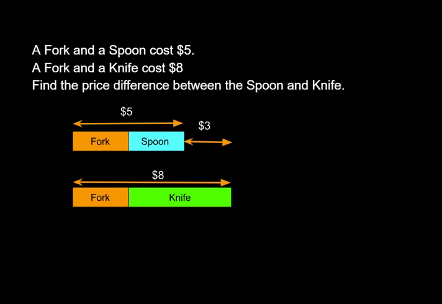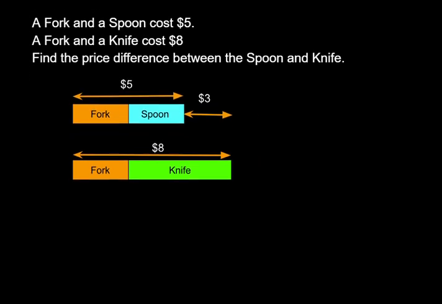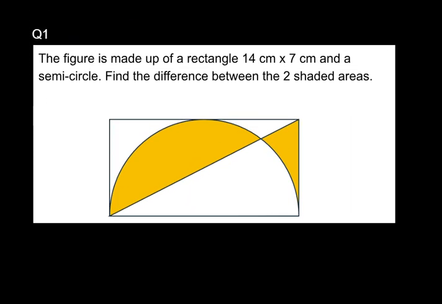So now we understand this concept. Let's solve the first example. The figure is made up of a rectangle 14 cm by 7 cm and a semicircle. Find the difference between the two shaded areas. So you want to find the difference between the two shaded areas. Using the fork, knife and spoon concept, we need to find something that's common between these two shaded areas, and you try to find an area where you know how to find the total area where they add up together.